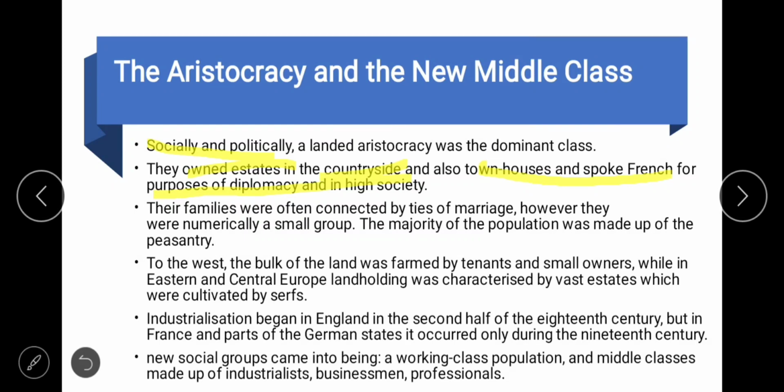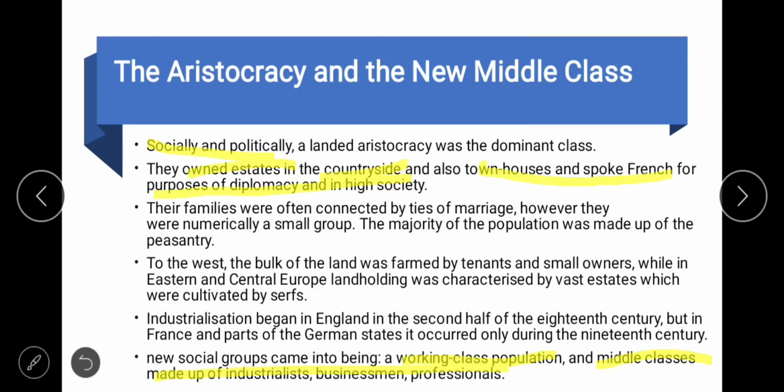Okay, so industrialization began in England in the second half of the 18th century, but in France and parts of the German states, it occurred only during the 19th century. So with it, new social groups came into existence. Examples are the working class population and the middle classes made up of industrialists, businessmen, and professionals. So when the idea of national unity sprung among the liberal middle classes, it led to the abolition of aristocratic privileges.